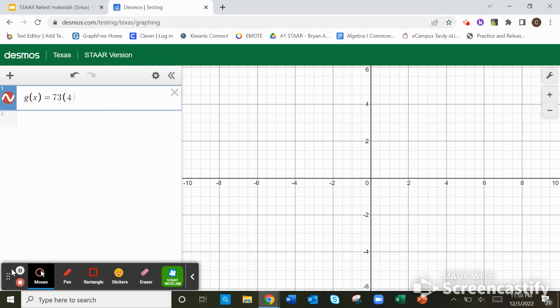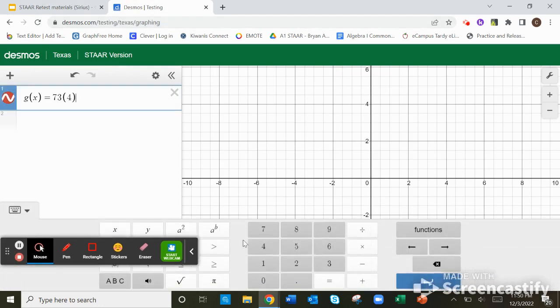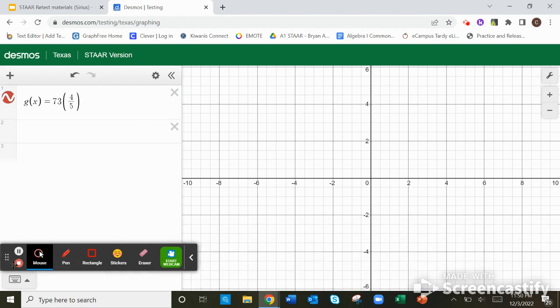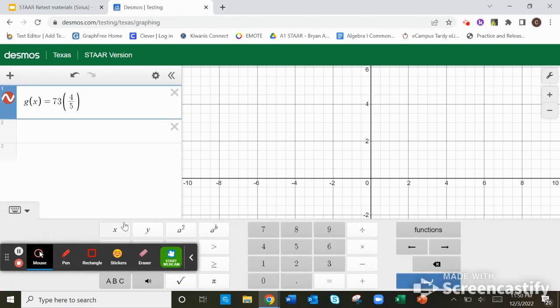So to do your fraction, it's basically going to be the division, 4 divided by 5. And then to do your power of x, you can always do shift 6 and then type your x, or you can also go back to your keyboard and do a to the power of b and then just type in x.